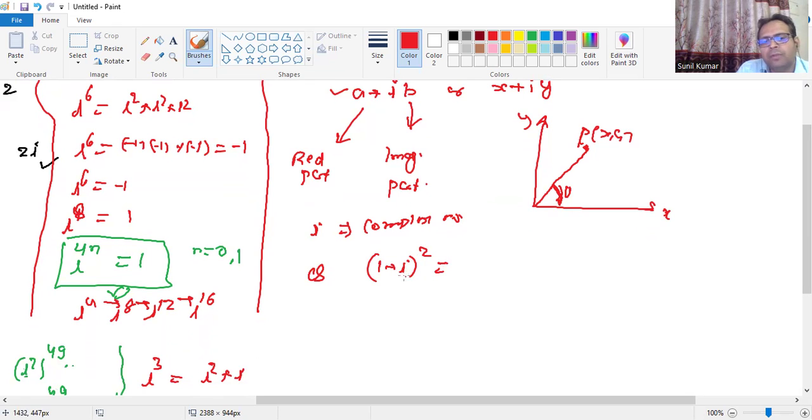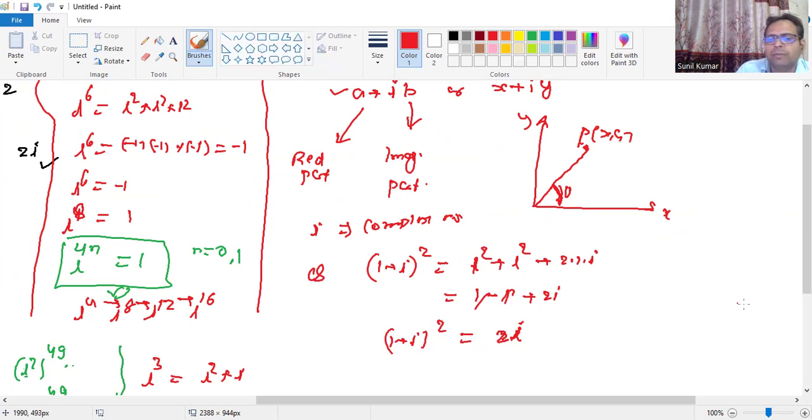You want to calculate it, so nothing to do, just expand this value. We know the a plus b whole square formula. So we can write 1 square plus iota square plus 2 into 1 into iota. Here iota square is minus 1, and 2 into iota. So 1 plus minus 1 cancels, and finally we get 2 into iota, 2i. This is the value of (1 plus i) whole square.